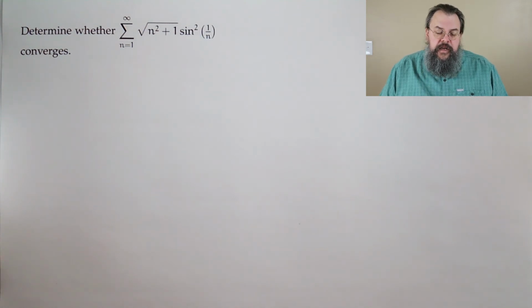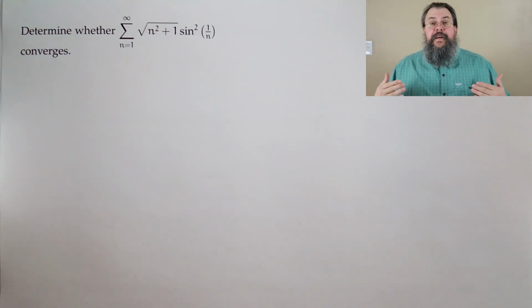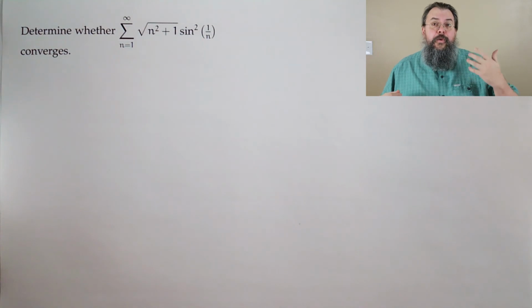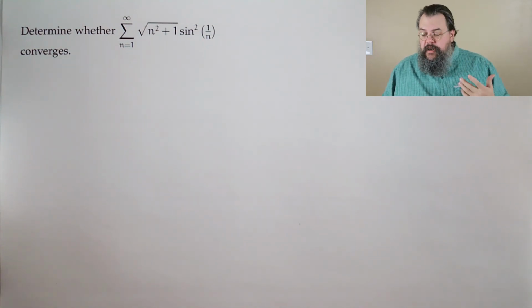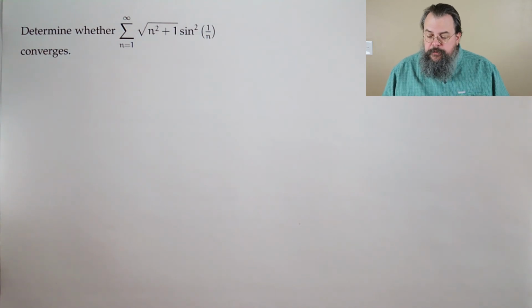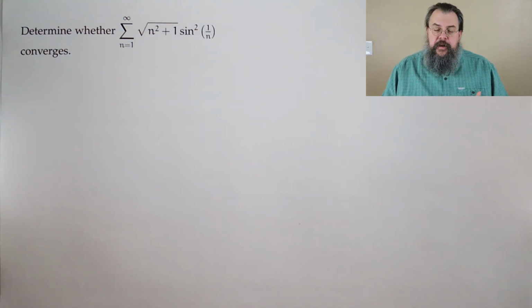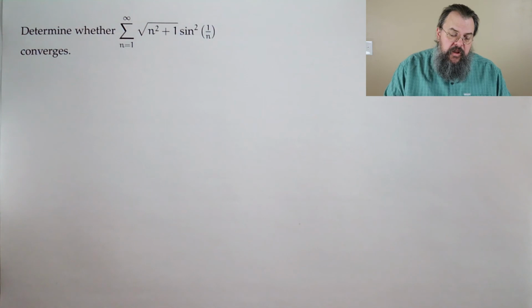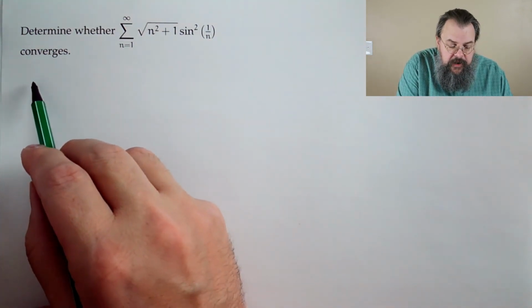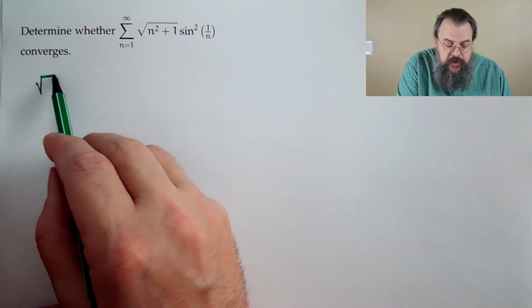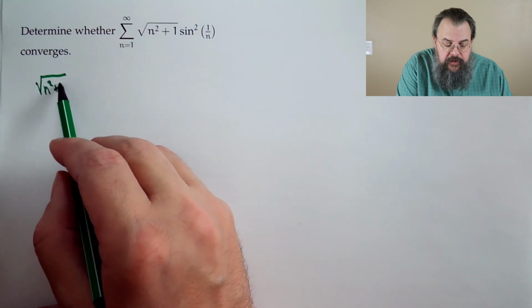So let's not try to do a straight comparison test. Let's do limit comparison test. Now, when we're doing limit comparison test, the real question is, what is this behaving like? And if we can understand that, then questions like this are not so bad. So let's just think about our pieces. The square root of n squared plus 1.